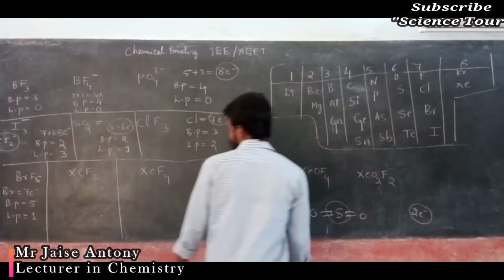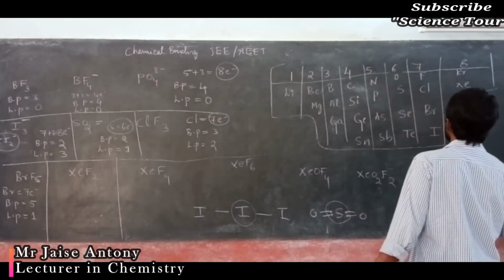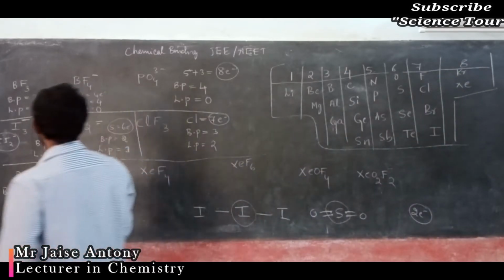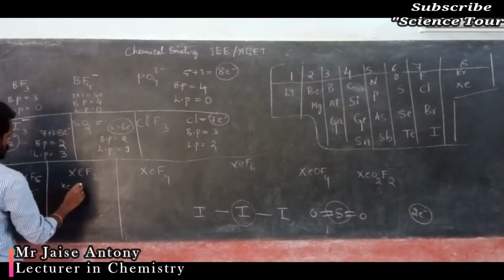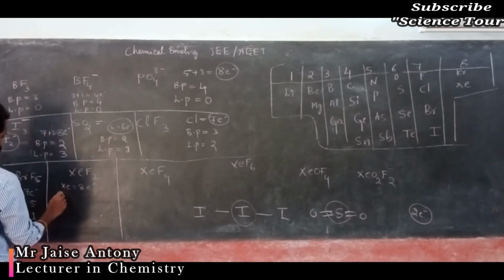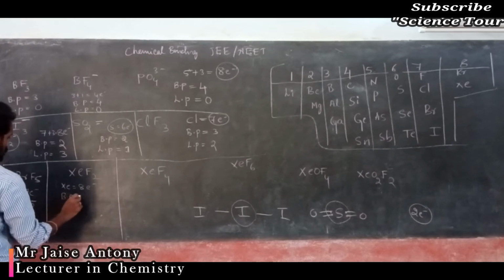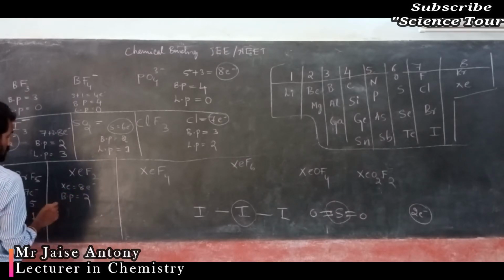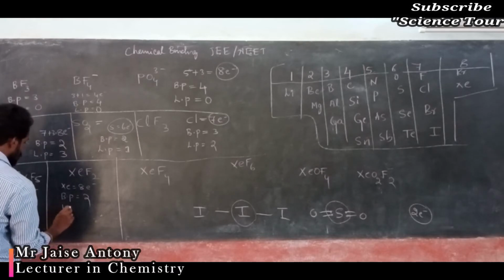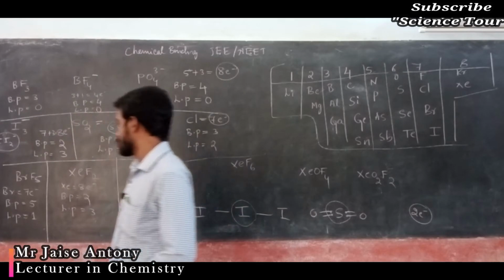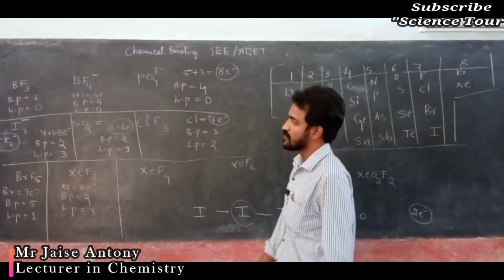Okay, my dear students, next is xenon difluoride. Xenon has 8 valency electrons. It forms 2 bonds with the 2 fluorines. That means bond pair of this particular compound is 2. 8 minus 2 is 6. 6 electrons means 3 lone pairs. 6 electrons means 3 pairs.